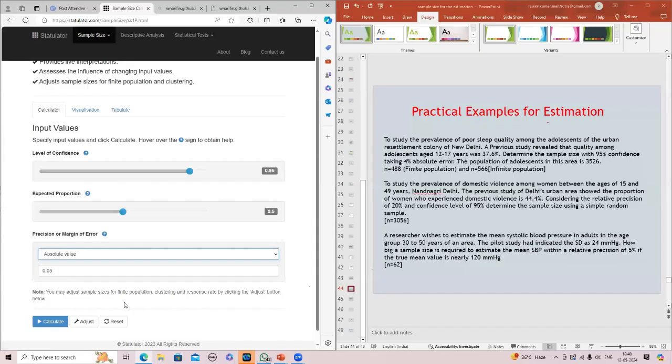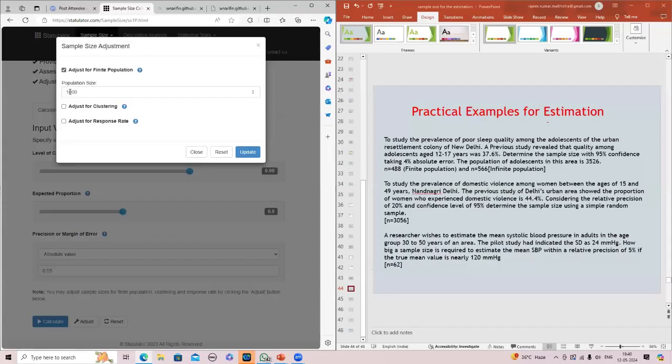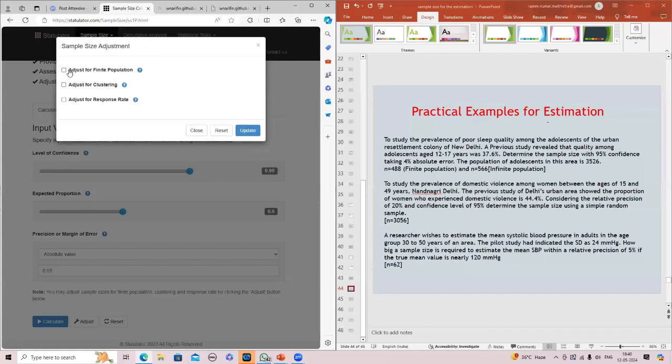In that case, it is available in the adjustment. You click on the adjustment. So this screen will appear. The first is your adjustment for the finite population. If you click on this, it will ask what your approximate finite population is. So I am assuming here the infinite. Second is the adjustment for clustering.